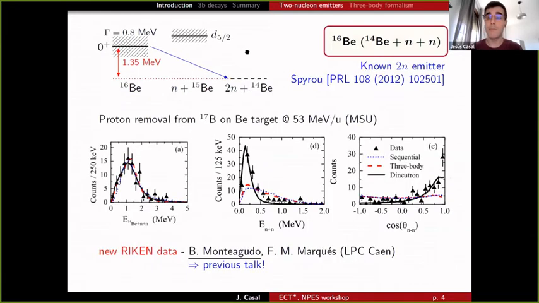So we have this example for beryllium-16. This is the data that Belen already presented from the MSU measurement. In this experiment, they measured the beryllium-16 spectrum by doing 1-proton removal from boron-17. And this structure was assigned to the ground state of beryllium-16 here. From the energy and angular correlations, they assigned this sort of dineutron-like nature to the decay. This was a bit controversial at the time. I'm sure Miguel knows the details, but I will not explain too much about it. But now we have new data, the one that Belen presented, so we will discuss these things.